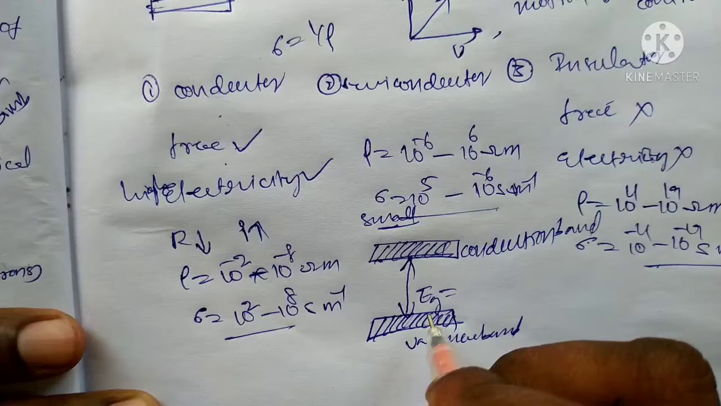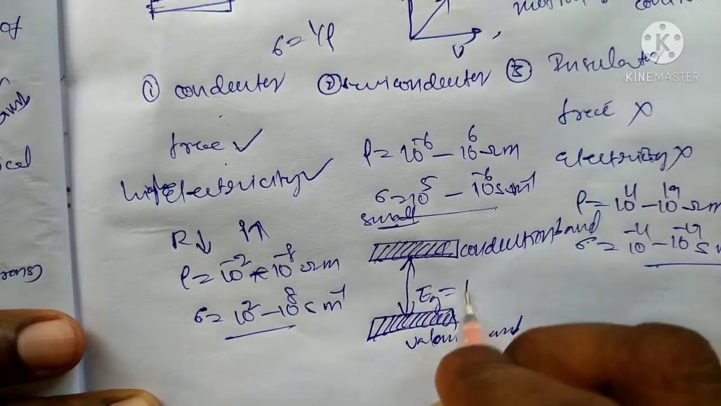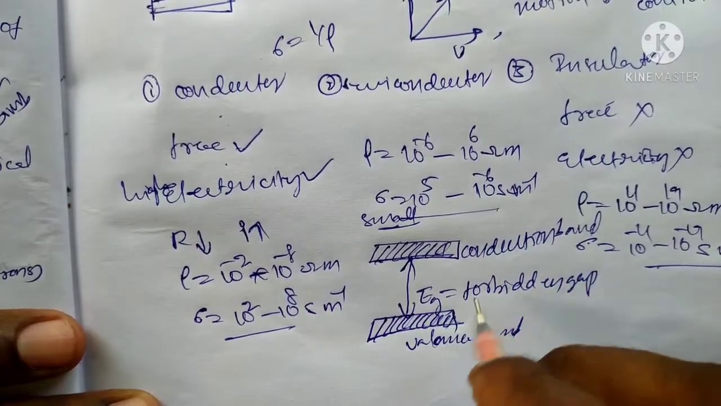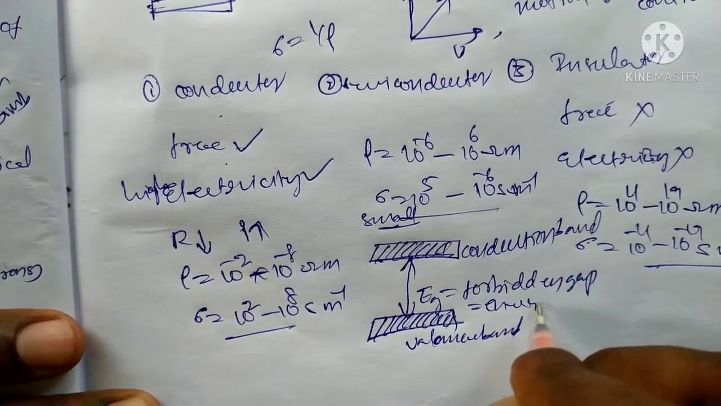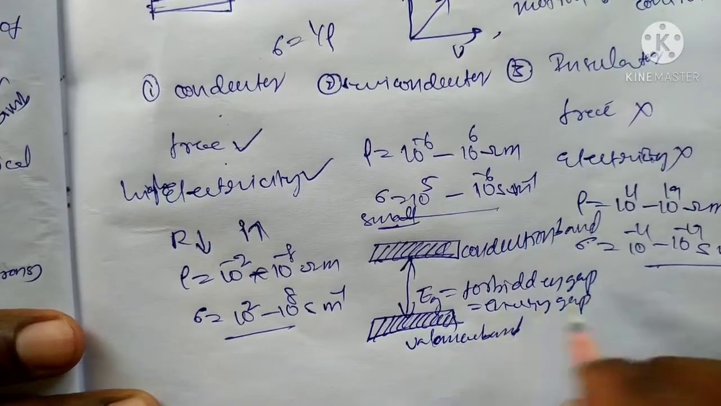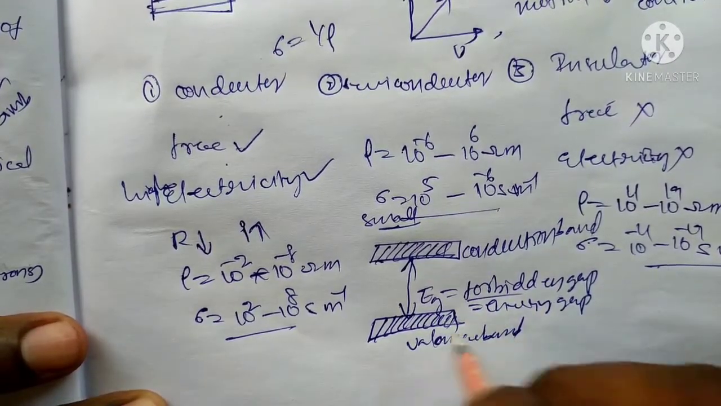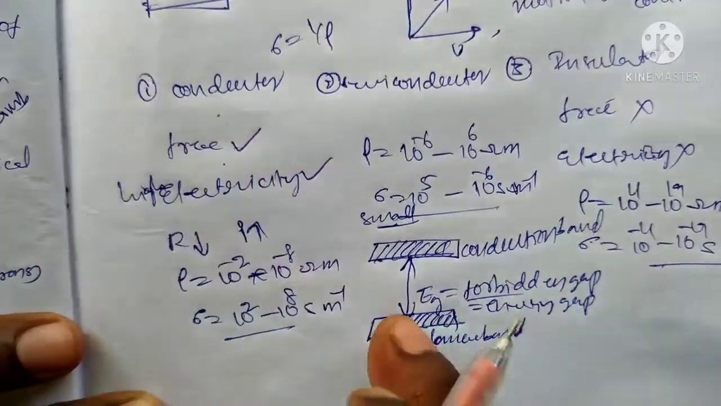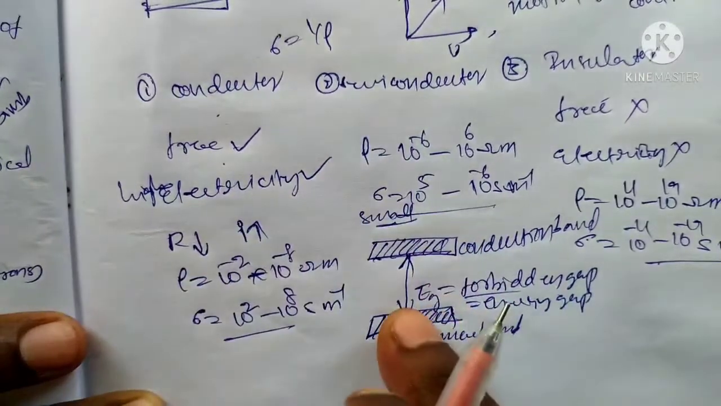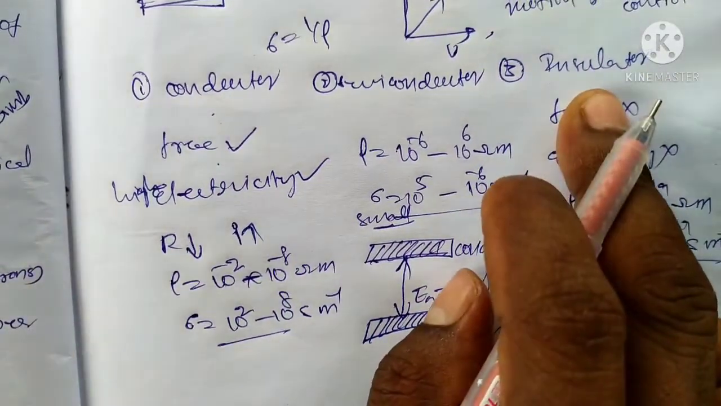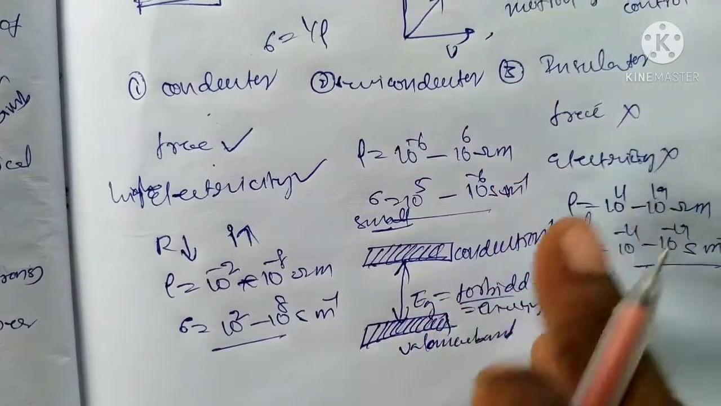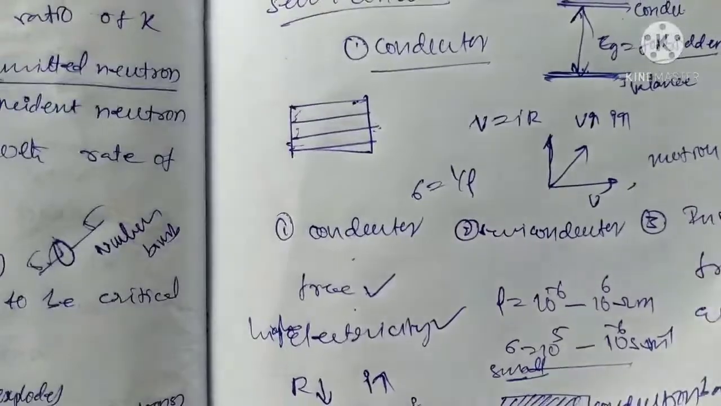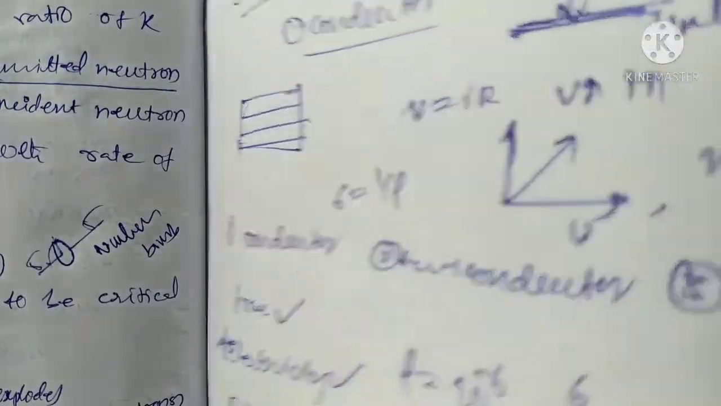Another name for the energy gap is the forbidden gap. Energy gap or forbidden gap, whatever it may be, Eg is called the forbidden gap. How much energy gap is there in the case of a conductor, a semiconductor and an insulator? That is the basis of the energy band gap. Now we discuss according to the band gap.